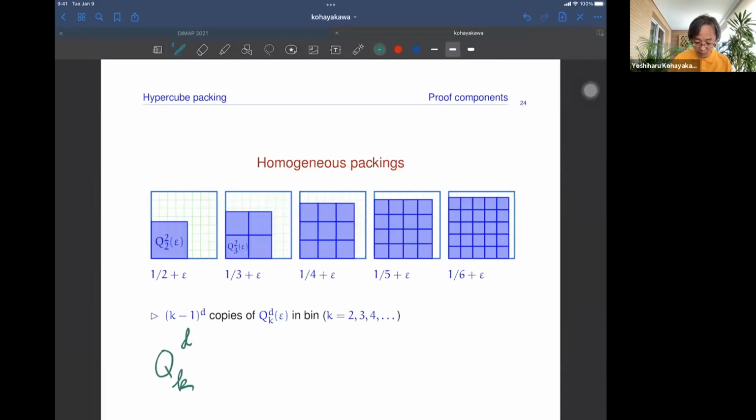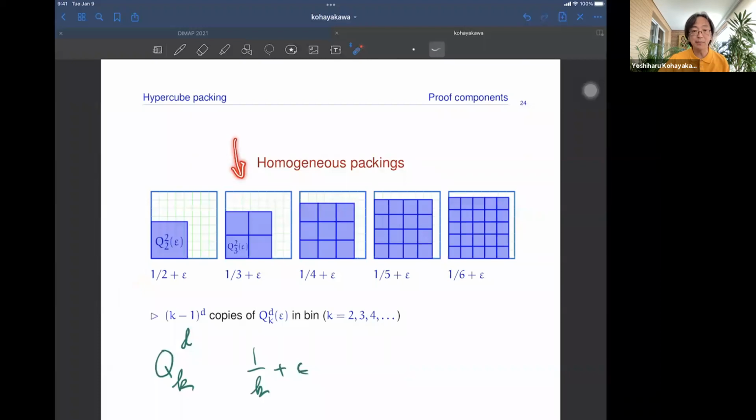And these will be cubes which have side length not a half, but 1 over k plus a little bit. So maybe like this, right? For instance, here you see the case k equals 2, and it has side length slightly more than half, right? So in this unit bin, you can only fit one of them. So you can only fit one Q2.